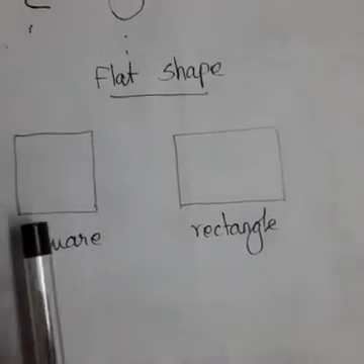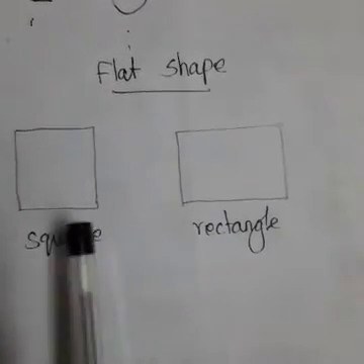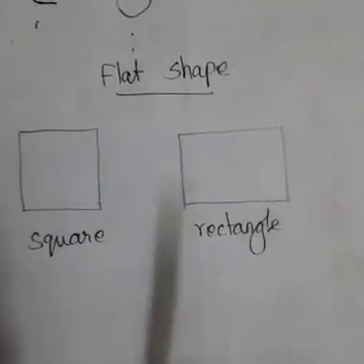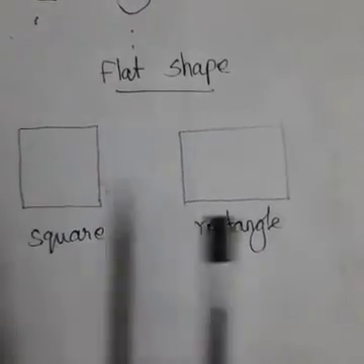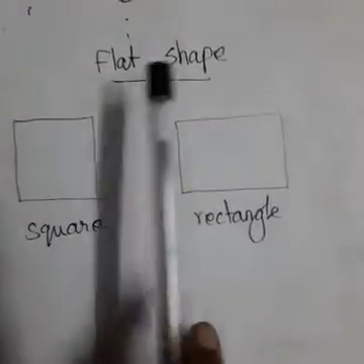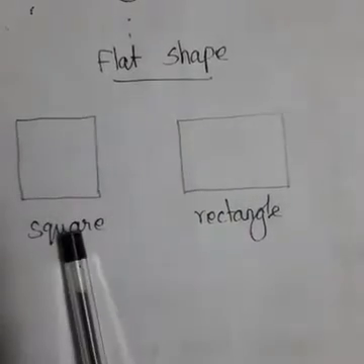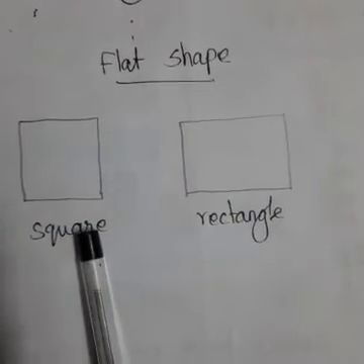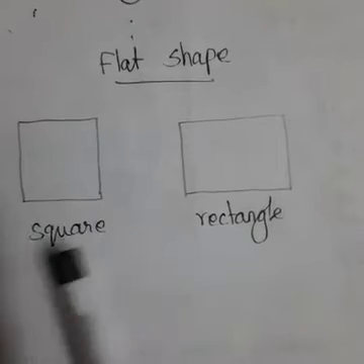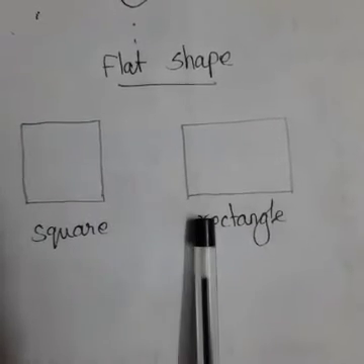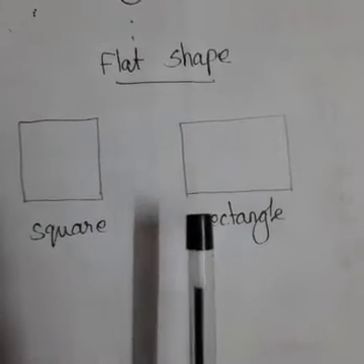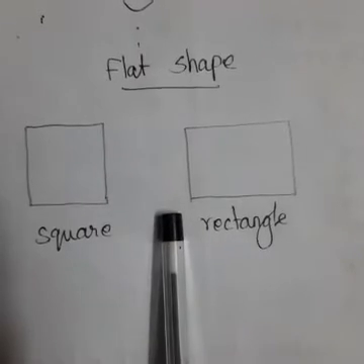Students, what do you see in this picture? This is square. This is rectangle. Square and rectangle are the flat shape. Which are flat shape objects? Book, table, phone, rubber. These are flat shape objects.